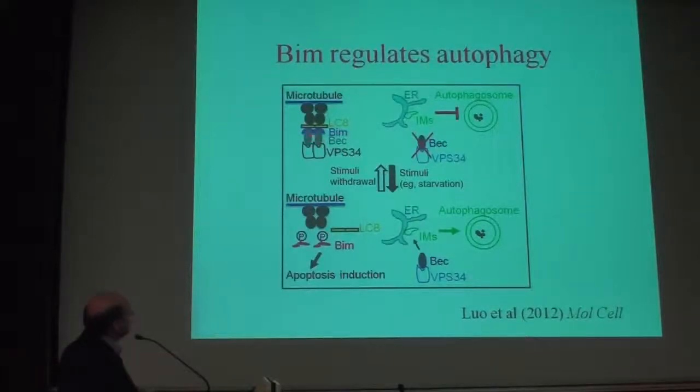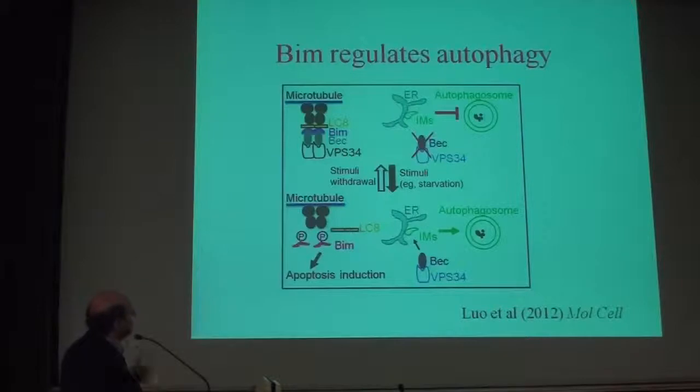Beclin-1, under basal conditions where autophagy proceeds at a slow rate, is found in a significant pool. So most of the Beclin-1 is found associated with microtubules through an interaction with this protein called BIM. And this takes Beclin and its associated protein, VPS34, away from the endoplasmic reticulum, where it needs to do its job to most efficiently upregulate autophagy.